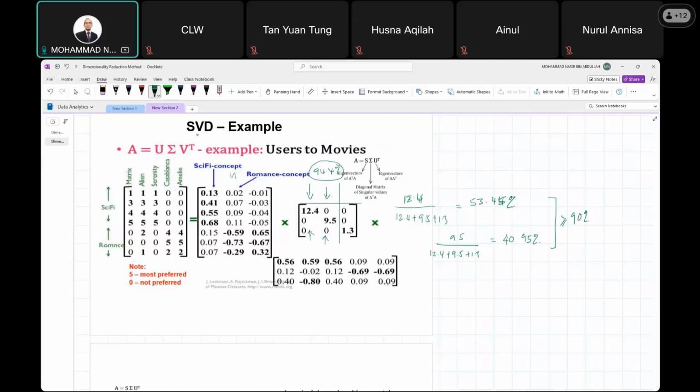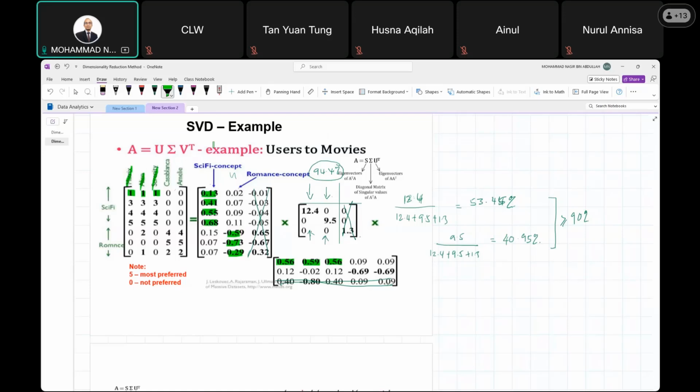So now, in this case we will remove dimension number 3 and the last row of V transpose, and this one also removed, right? So we will retain dimension 1 and dimension 2. So if you look at these values, 0.56, 0.59, 0.56, this represents the first three columns, right? For this one, it represents the observations, the first four rows, and this is the last three rows.